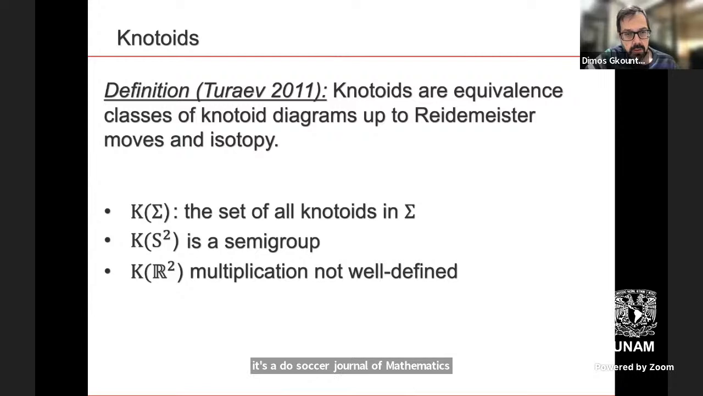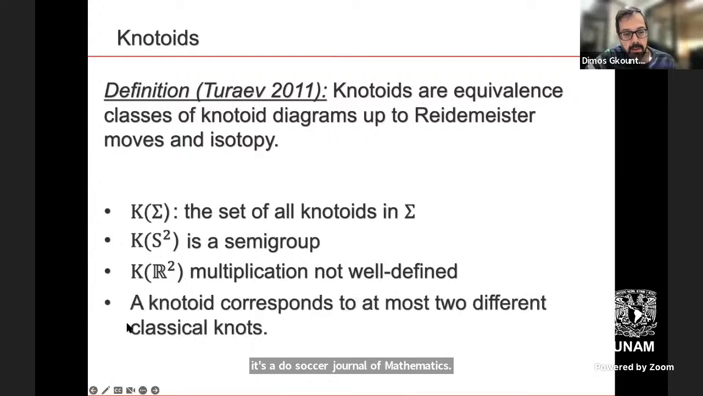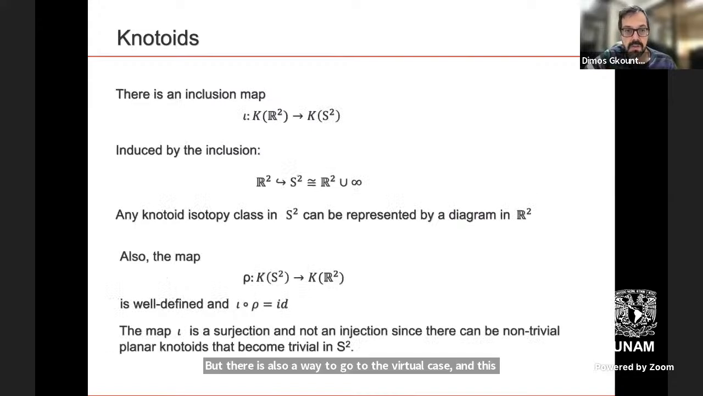Yeah, so let's continue. And we can say that a knotoid, and we will see some examples later, there is a way to go from knotoids to classical knots. So there is always a way to get at most 2 different classical knots from a knotoid diagram. We can get virtual knots, but this is something that I will not discuss, but there is also a way to go to the virtual case. And this is where people work with surfaces with genus.